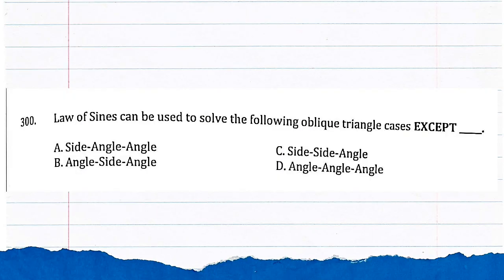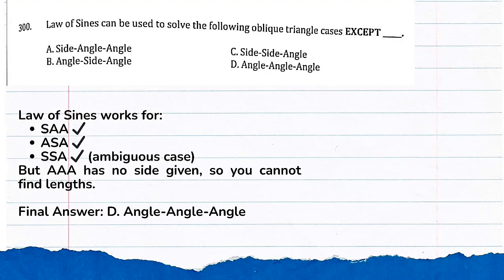For question 300, law of sines can be used to solve the following oblique triangle except A. Side angle angle, B. Angle side angle, C. Side side angle, or D. Angle angle angle. So law of sines works for side angle angle, angle side angle, side side angle. But angle angle angle has no side given, so you cannot find lengths. Therefore, the answer is angle angle angle.